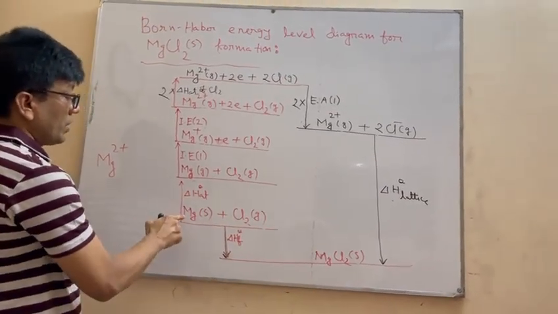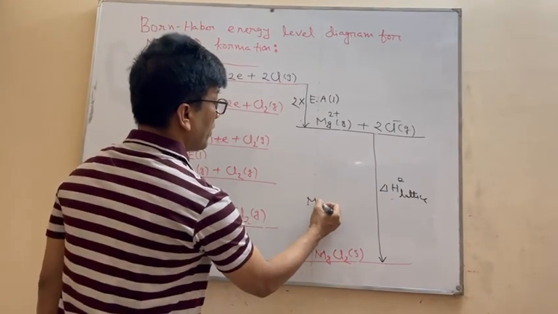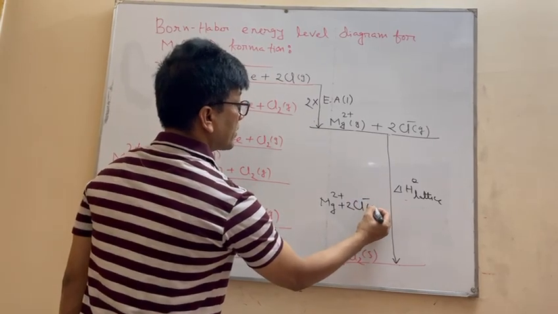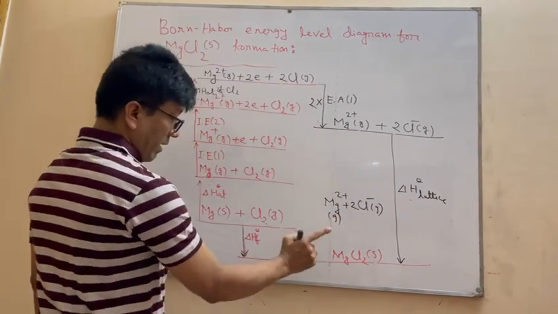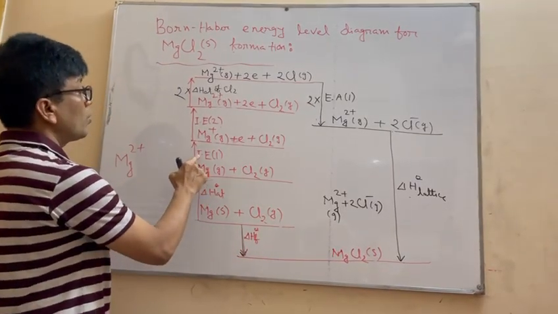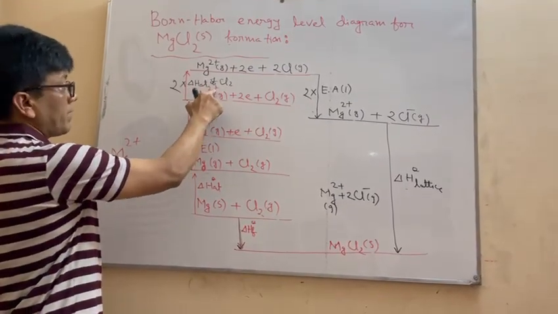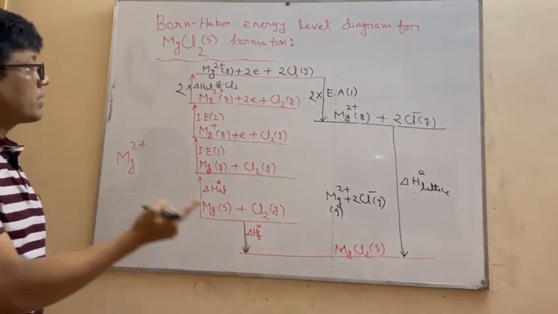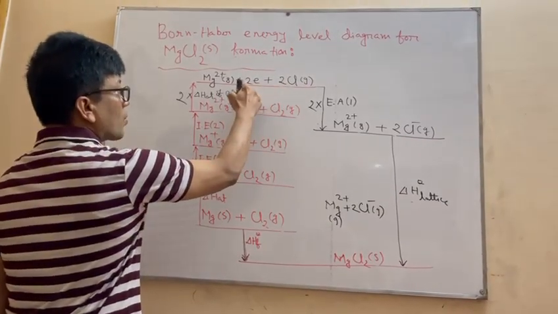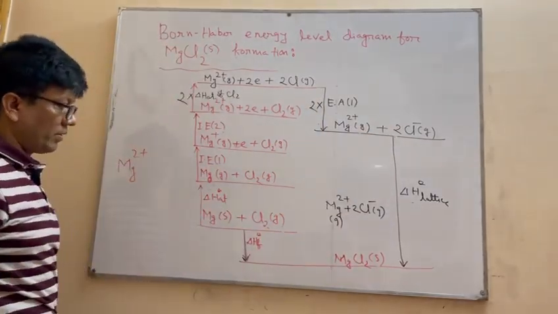Then what will you do? Your aim is to make magnesium 2 plus and 2 chloride minus gas. So at first you will do magnesium atomization, then magnesium first ionization energy, then magnesium second ionization energy. After that you will do atomization of chlorine, then electron affinity of chlorine. After that you will link with lattice enthalpy.